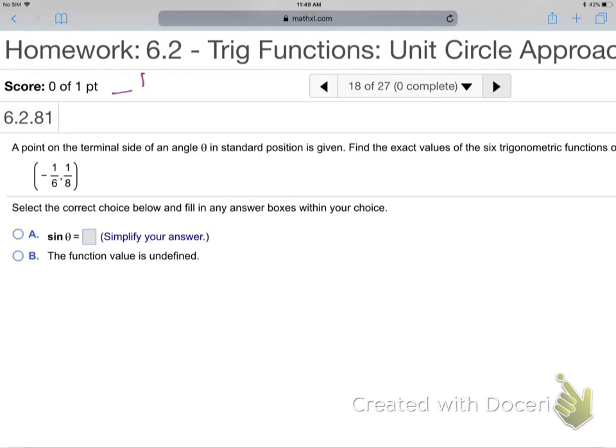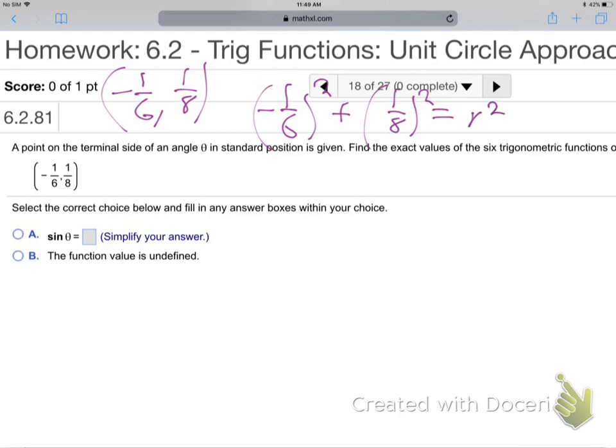So they're giving me the x, they're giving me the y. You know the deal, that's not on the unit circle, so we got to do the whole thing. Pythagorean, so x squared plus y squared is r squared, right? Then we got to find r and divide the x over r for cosine, y over r for sine. Okay, but it's a pain.